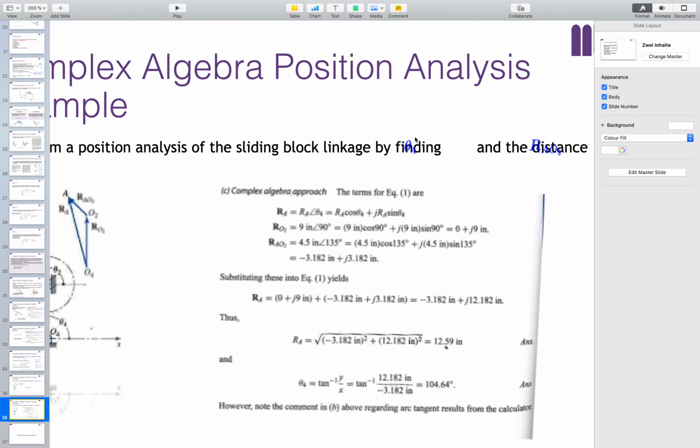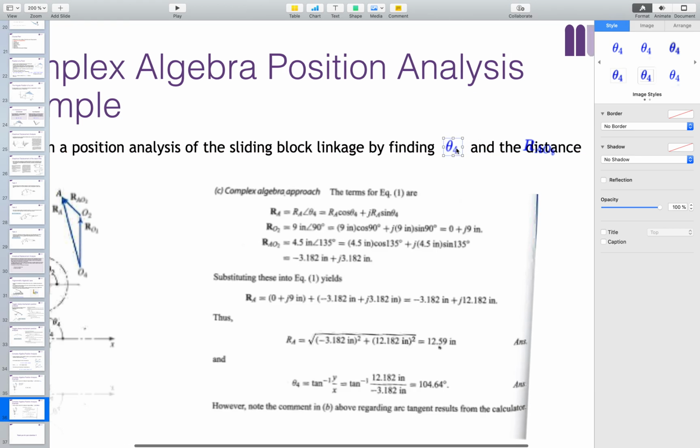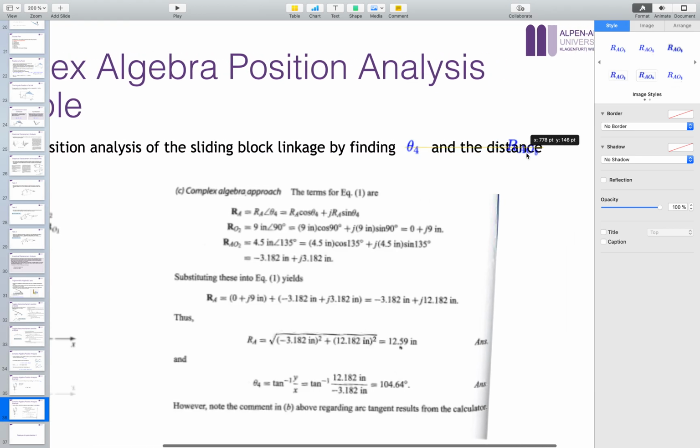So this is how, again, we have the linear displacement here. So this is basically how we can apply complex algebra and trigonometric laws, and also graphical analysis for position analysis.